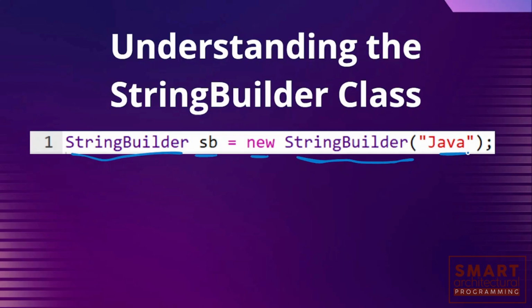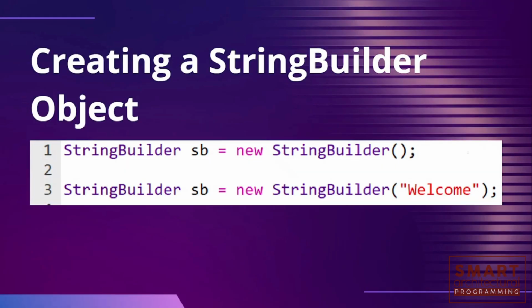So how can you go about creating a StringBuilder object? You can create a StringBuilder object in two ways. I'll be focusing on the differences here. This is new StringBuilder, and this is new StringBuilder, but with something in quotation marks within the brackets. The first creates an empty StringBuilder. The second initializes it with a string value at the start.